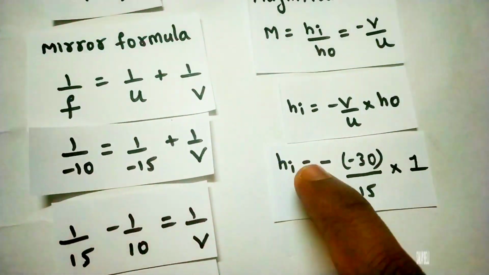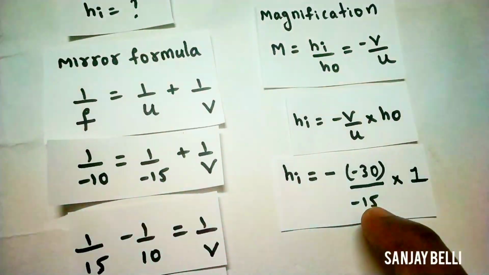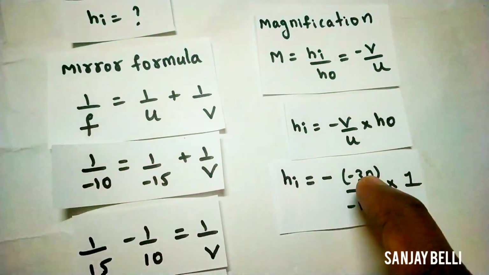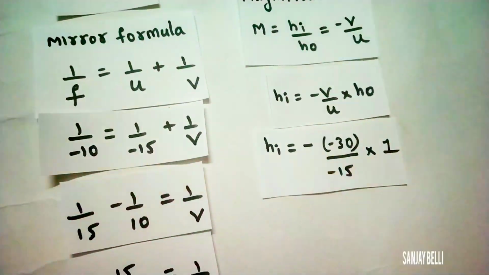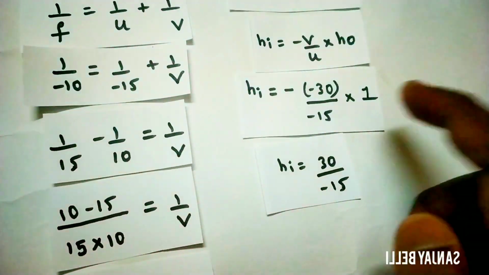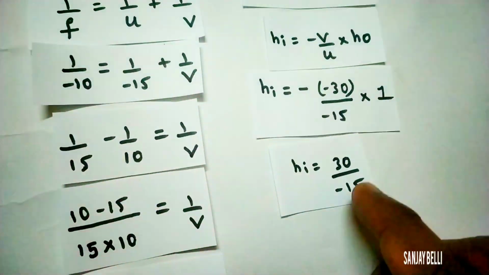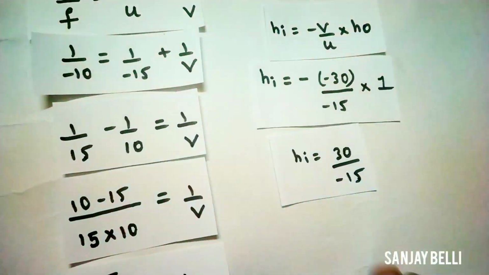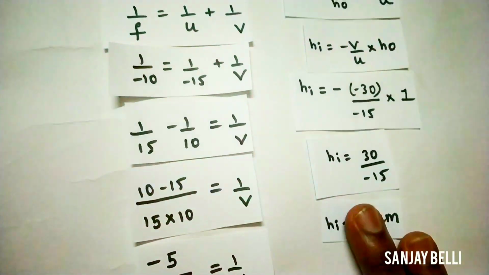So here hi equals minus, v means minus 30, u means minus 15, into 1. Minus into minus is plus, that is plus 30 by minus 15 into 1. 30 into 1 means 30 only. So 30 by minus 15, 15 ones are 15, 15 twos are 30. So hi equals minus 2 centimeters.